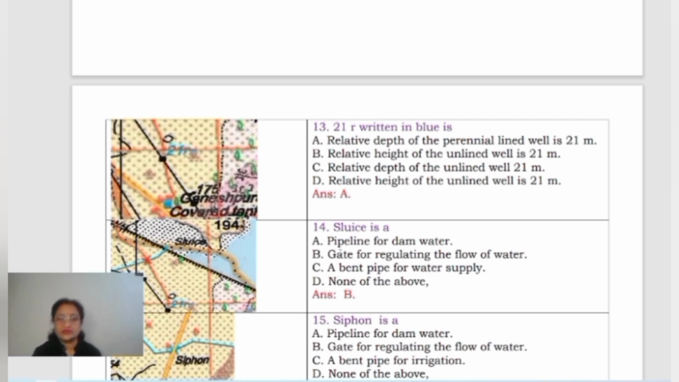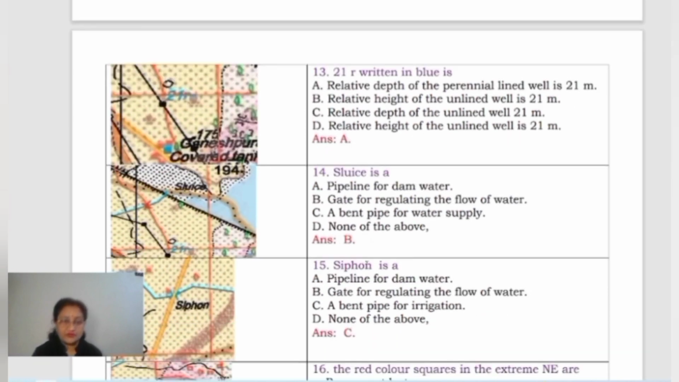B is the most correct answer here. Except B, no other answer is correct. Now let's move to the next one.